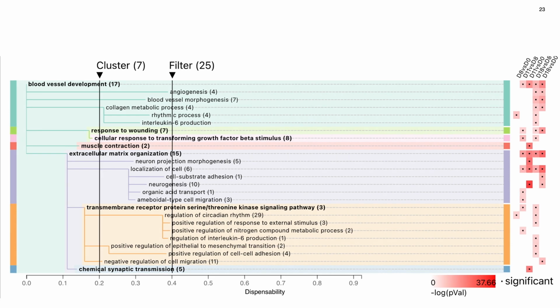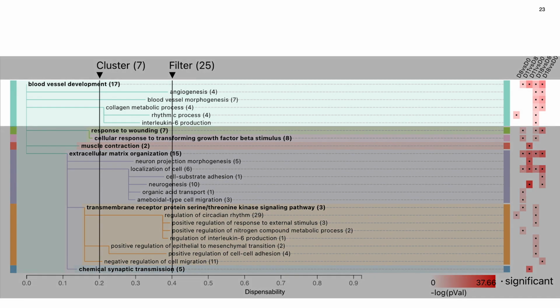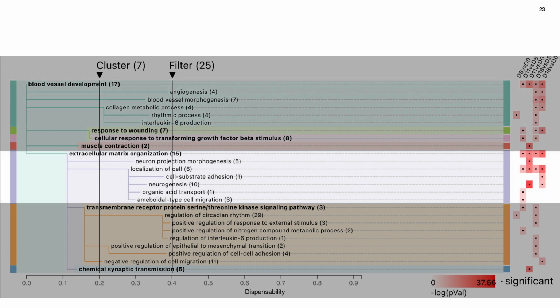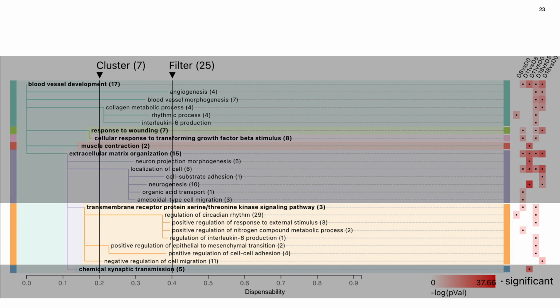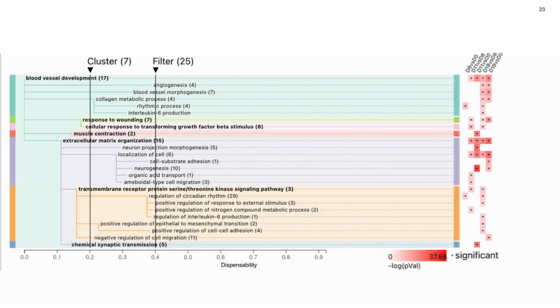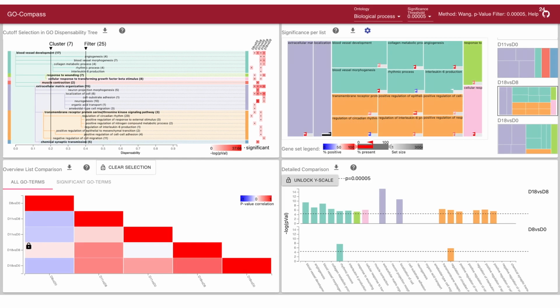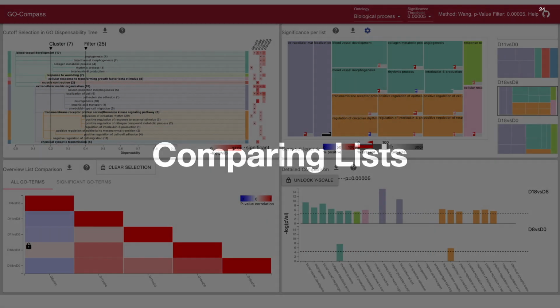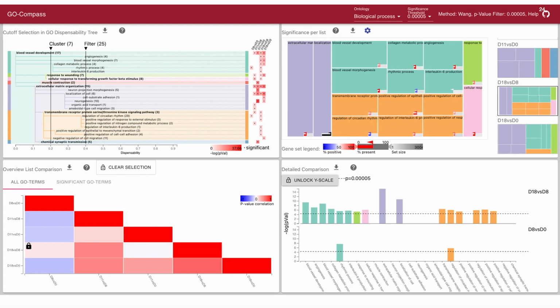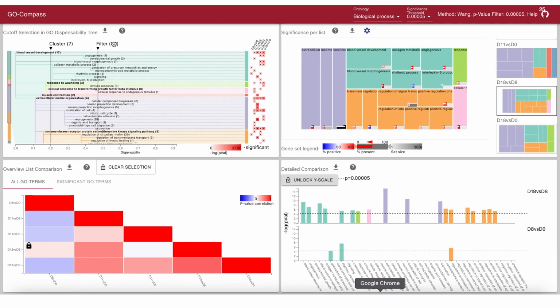With the cluster slider set to 0.2, we get 7 well-defined clusters. For example, the dark green cluster contains GO terms related to blood vessel development. The lilac cluster is related to cell localization, and the yellow cluster is related to regulation. In addition to this component, for comparing lists, the GoCompass dashboard has 3 other main components, each with a different focus. Moving the filtering and clustering sliders has an effect on all other visualizations.